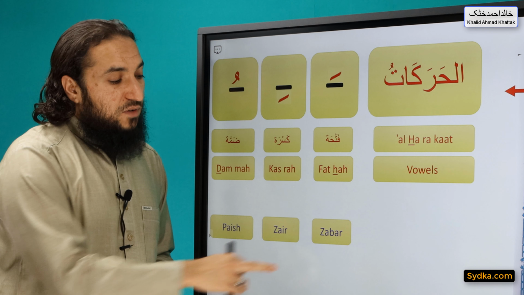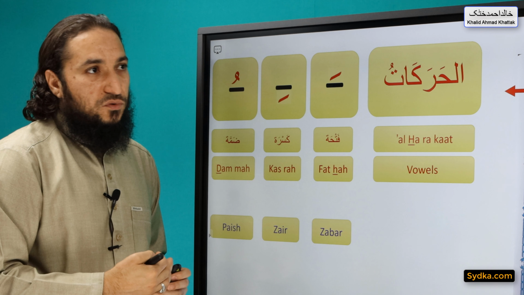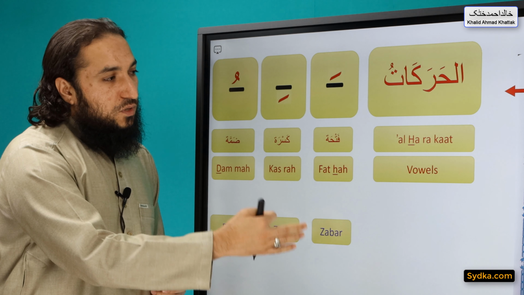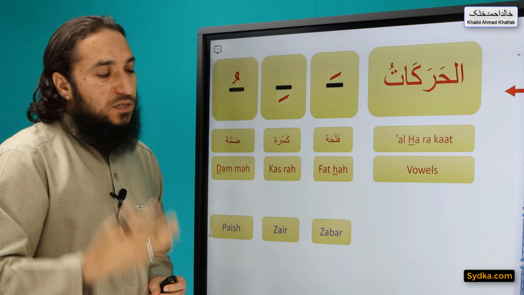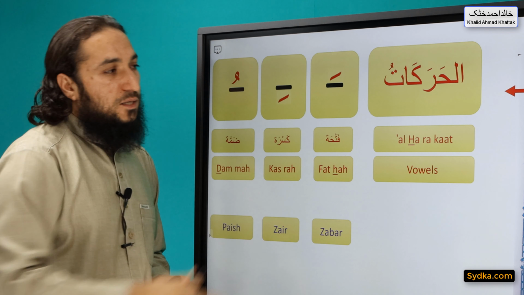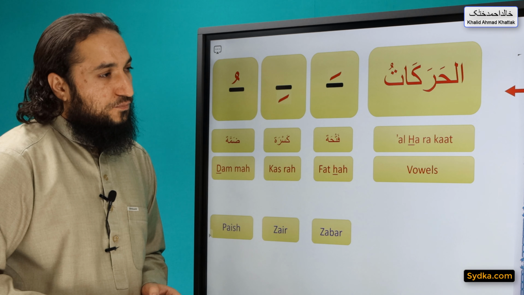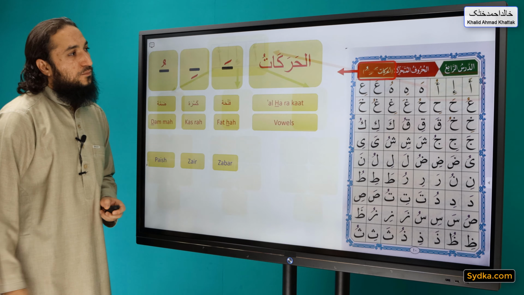Some of you might have learned it like zabar, zair, pesh, for example if you have learned it through Urdu, Pashto, Farsi, etc. If you have learned it that way, as long as you get the sound correct, there shouldn't be any problem with that. But if you learn the Arabic names of them, that's good as well. So that's zabar, zair, pesh, fatha, kasra, dhamma.